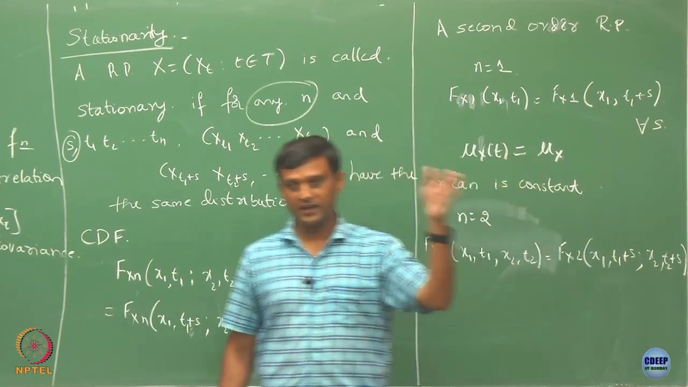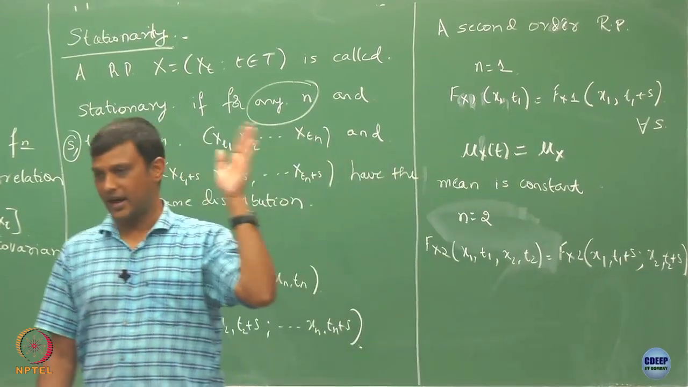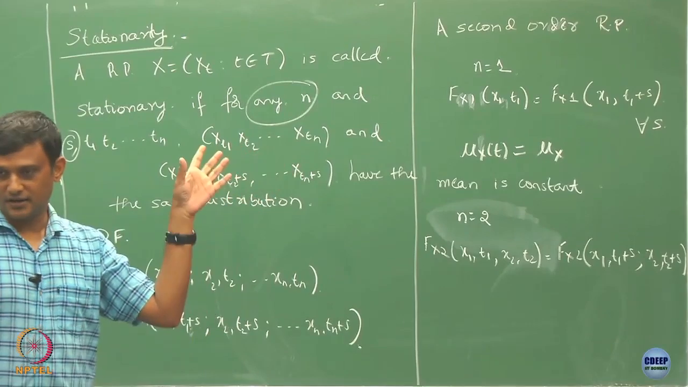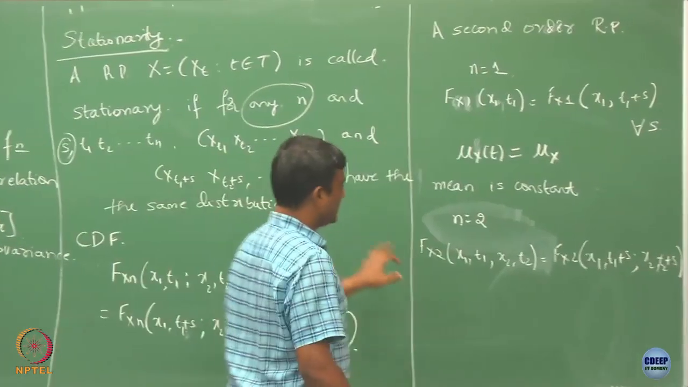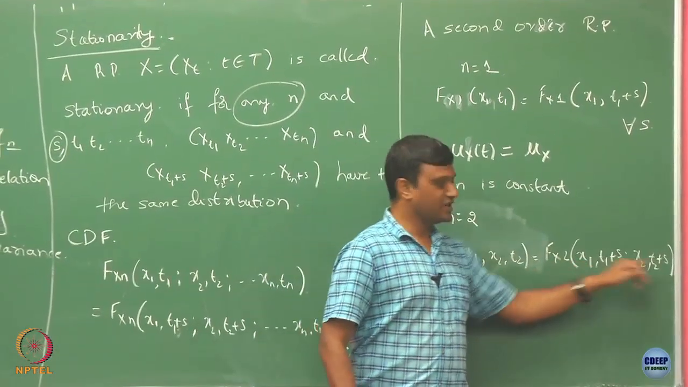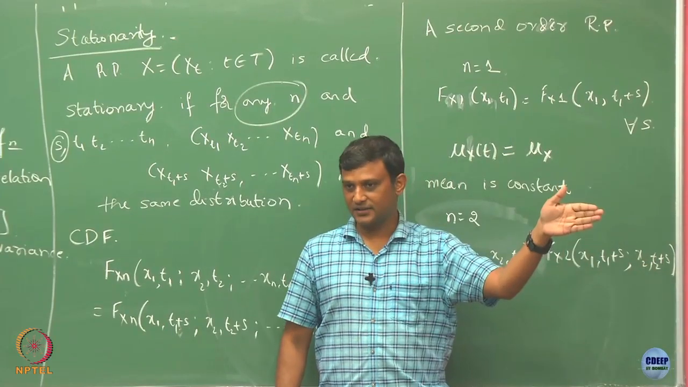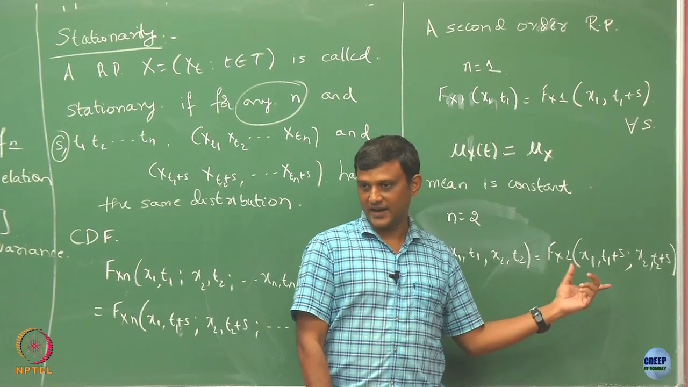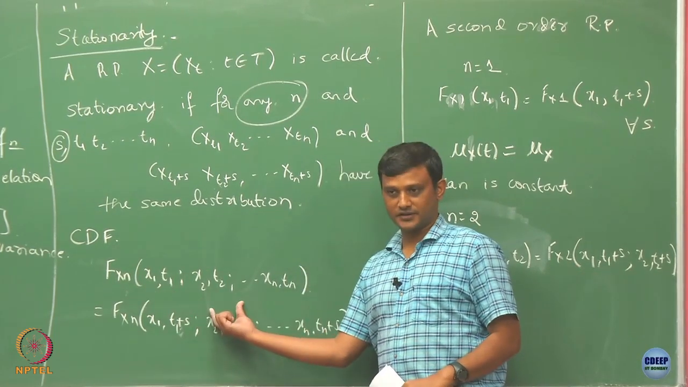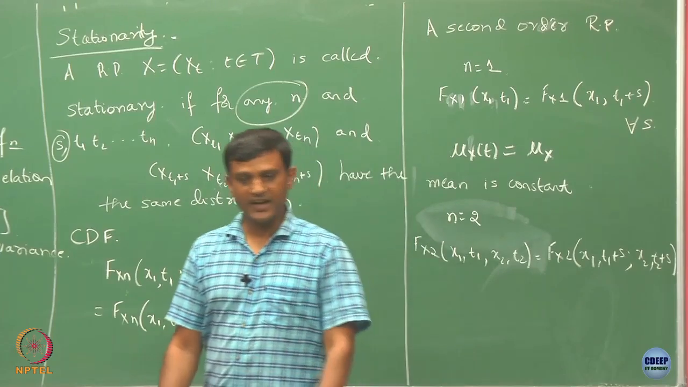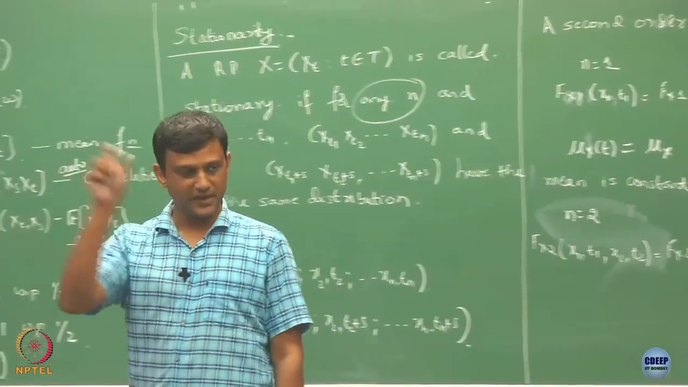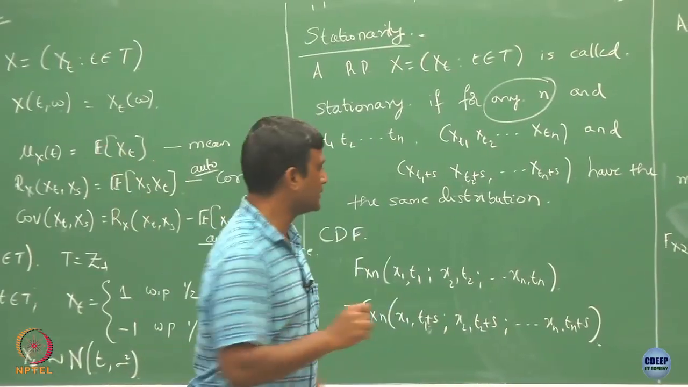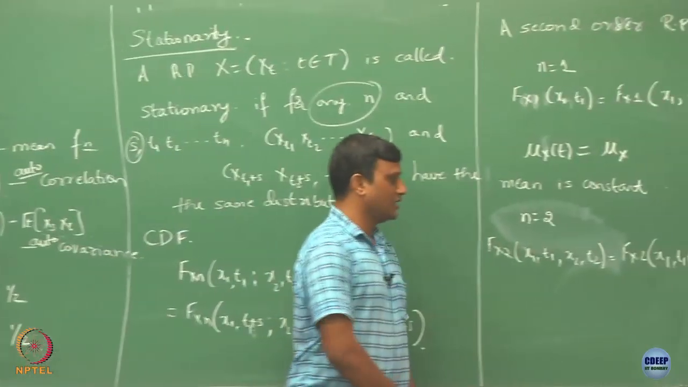Shifted by the same amount. So take random variables at t1 and t2, and look at their CDF. Now what we are saying is, you shift both t1 and t2 by the same amount s, then their joint distribution remains the same, right? So that is what this condition told us. Because of that, if you take the two random variables and shift them by the same amount, the distribution is going to be the same.